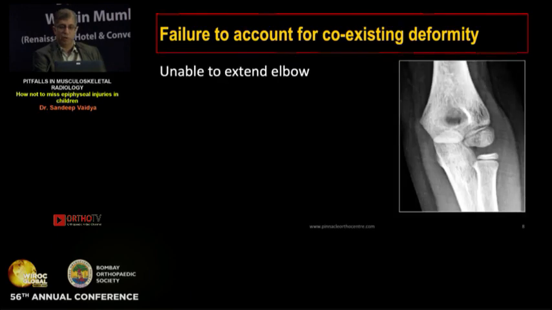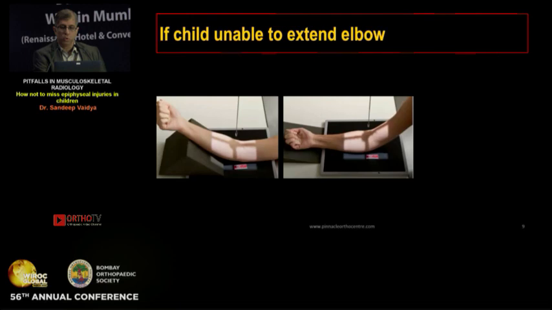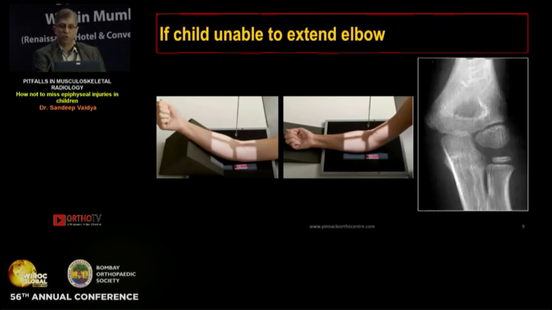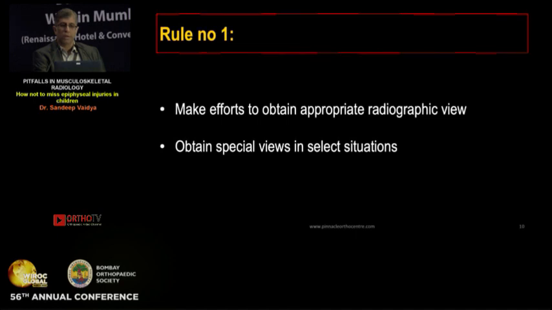Sometimes we fail to account for coexisting deformity. So again, an elbow trauma, and following the elbow trauma, the child is very often unable to extend the elbow. And if we do an X-ray on a flexed elbow, what happens is that the capitulum overlaps the distal humeral metaphysis, and this can be misinterpreted as a fracture of the lateral condyle. So the solution for that is to obtain 2 separate radiographic views to visualize the distal humerus and proximal forearm, and then the bony anatomy becomes much more clear. So that brings us to rule number 1, that is, always make efforts to obtain optimal radiographic views and obtain special views in select situations.